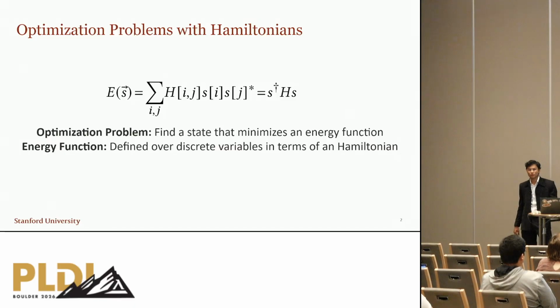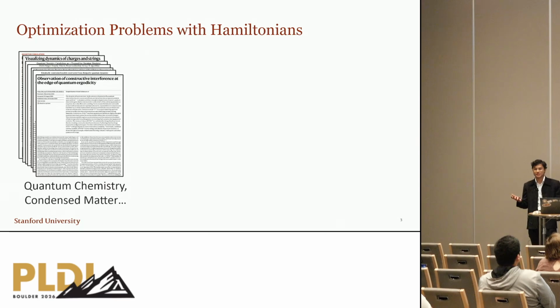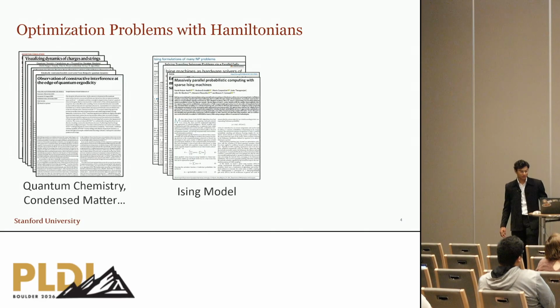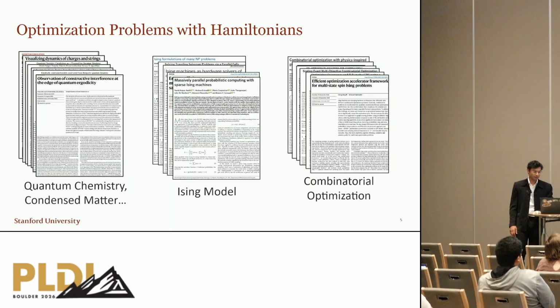In this talk, I'll be focusing on optimization problems that are formulated over discrete variables, where you have an energy function that is described in terms of what is called a Hamiltonian. This is a popular formulation often used in quantum systems, where you want to simulate and understand some chemical or physical phenomena. And it's used in other domains like Ising models or combinatorial optimization.